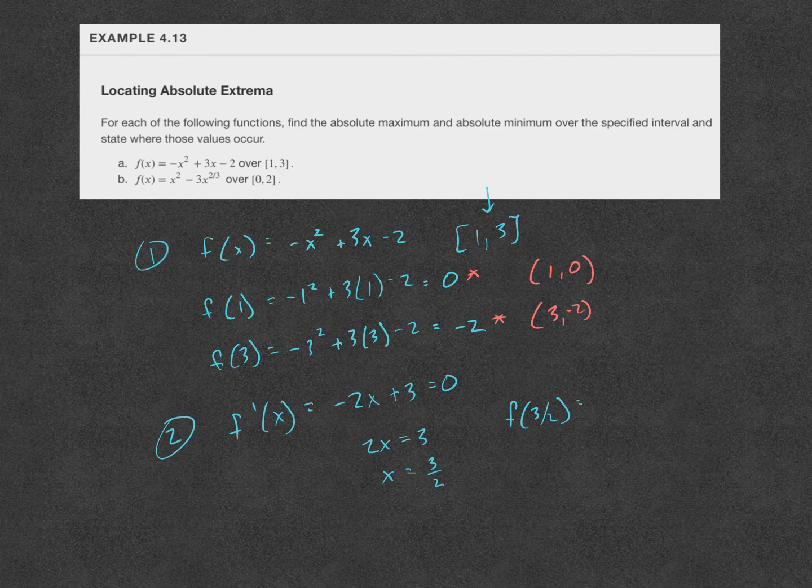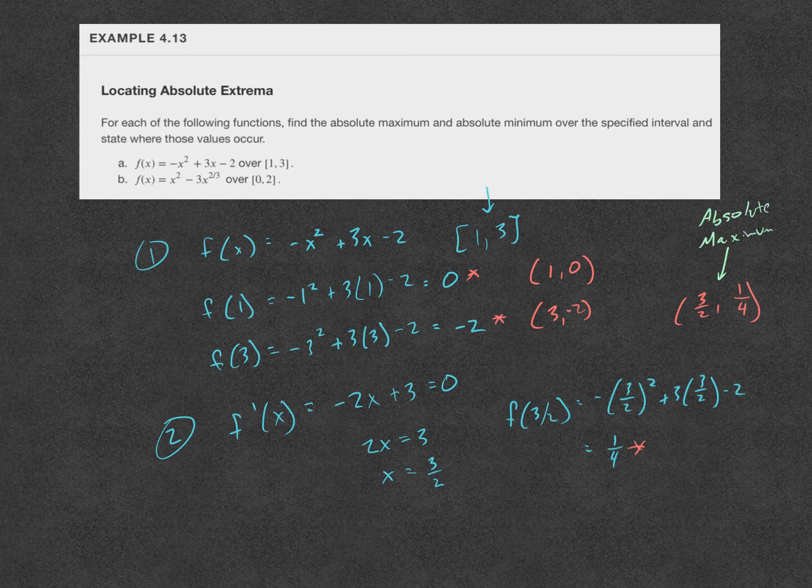f of 3 halves is negative 3 halves squared plus 3 times 3 halves minus 2, and that simplifies to 1/4. f of 3 halves is 1/4. Check it in your calculator. You should get 1/4. So that gives me a third point now of 3 over 2, comma, 1/4. All right, so now let's analyze. What is the highest point on my function over this closed interval? Well, the biggest y coordinate is that one right there. This is the absolute maximum.